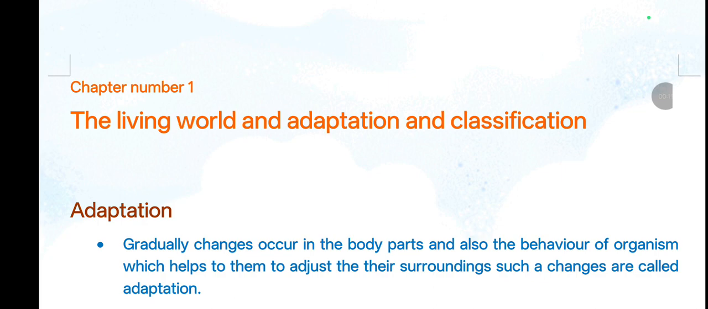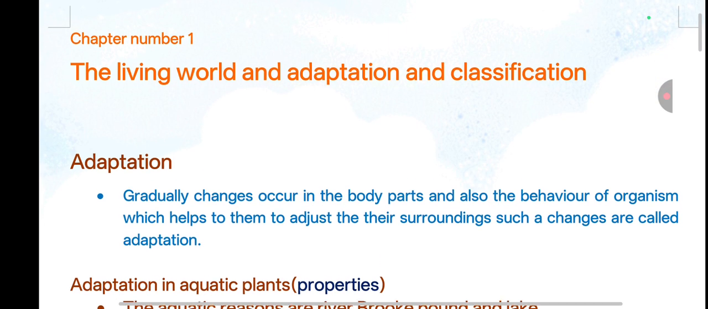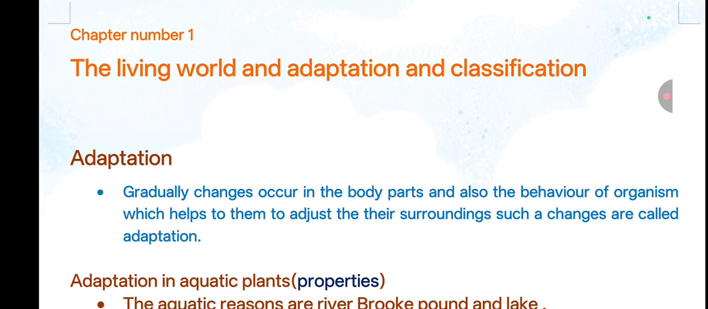In this class, we are discussing chapter number one of the Maharashtra Board syllabus, seventh class science: the living world, adaptation and classification. This is very important. We are already seeing my surroundings and nature, and this classification is very useful to discuss here. First concept, the living world.